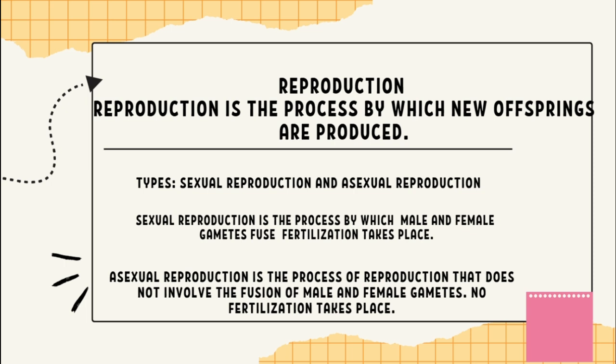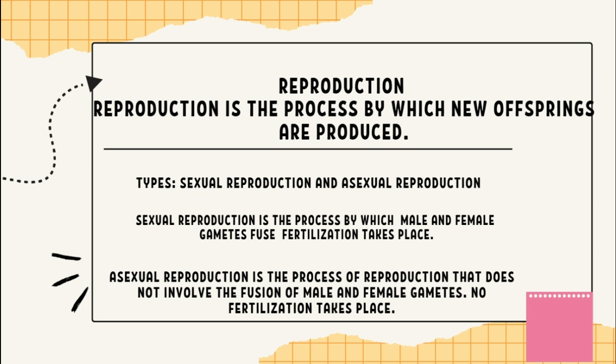So basically there are 2 main types of reproduction. We have sexual reproduction and asexual reproduction. Off the bat, when I say sexual versus asexual reproduction, human beings don't undergo asexual reproduction. Let's just put that out there, right? We don't undergo asexual reproduction.